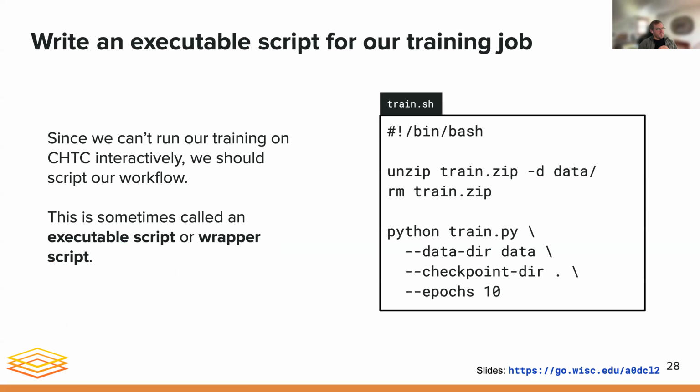As we were going through that development process, we recognized that we had two steps: unzip the data, then run the training script. And again, because we can't interact with a running job directly in an HTC system, what we're going to do instead is create a little bash script that will run those commands for us. This goes by a few different names, either an executable script or a wrapper script. This is something that we hand to Condor and we say, this is what's really going to define the work for our computing task.